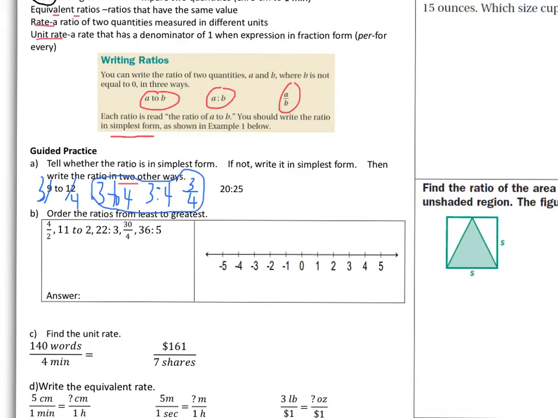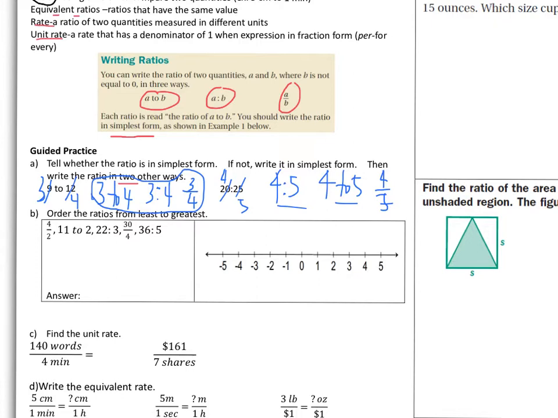And for 20 to 25, same thing. The ratio is not in simplest form. So I can divide the numerator and the denominator by 5. So your answer would be 4 colon 5, 4 to 5, or 4 over 5. And all 3 ratios are read as the ratio of 4 to 5.